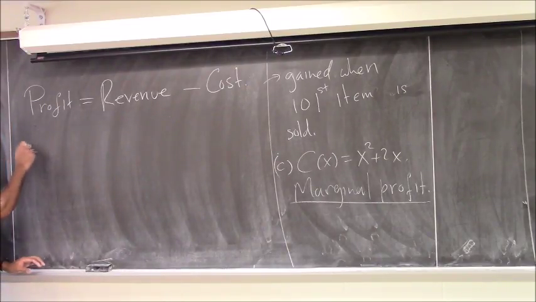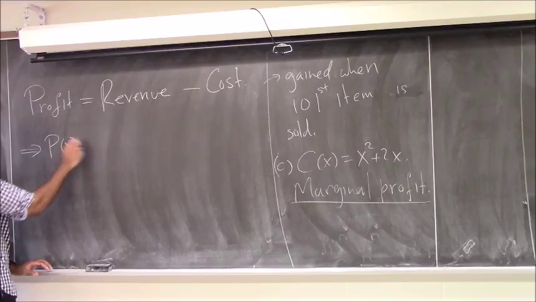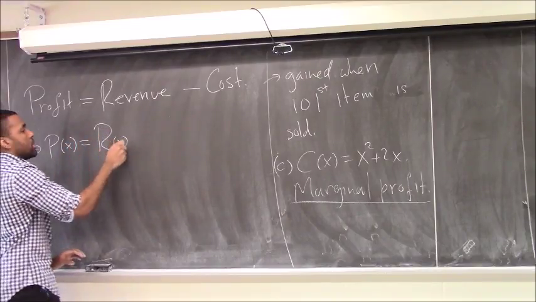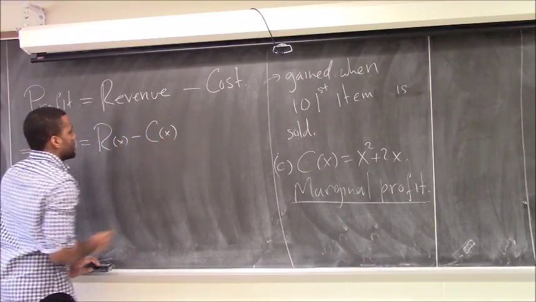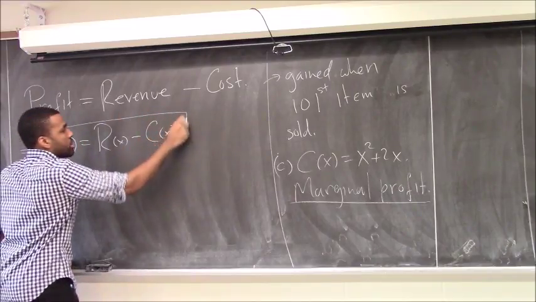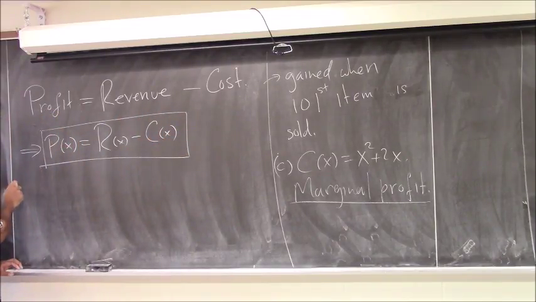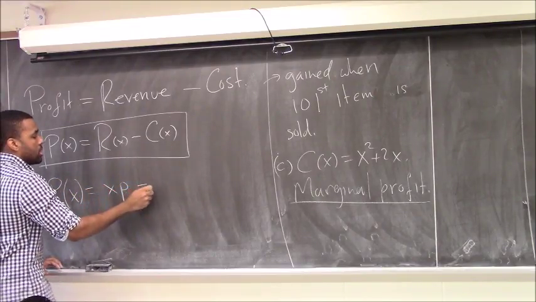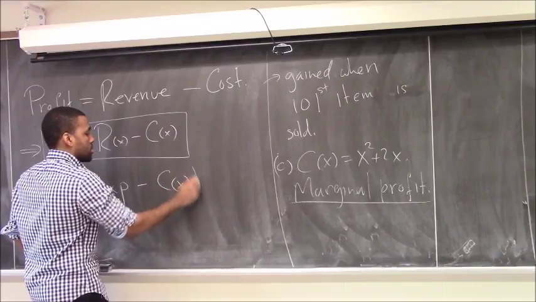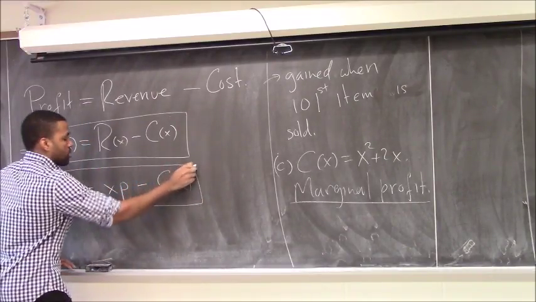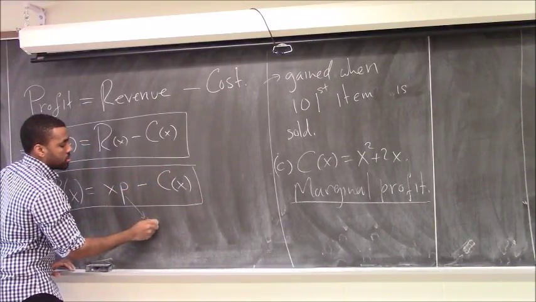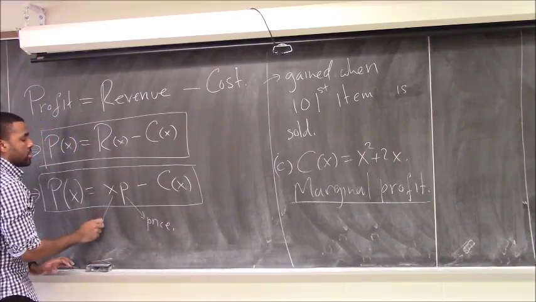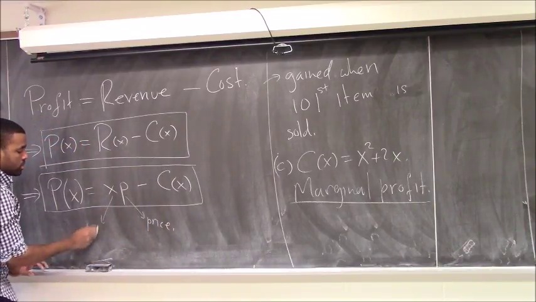In general, that's what revenue minus cost is. So in other words, we can say our P of x will always be R of x minus C of x. So that's one way you can think of it. If you need to remind yourself what R of x is, you can say this is just x times P minus C of x, where P is the price and x is the number of items in question.